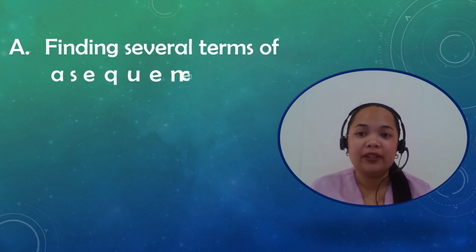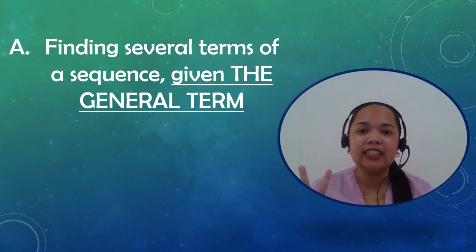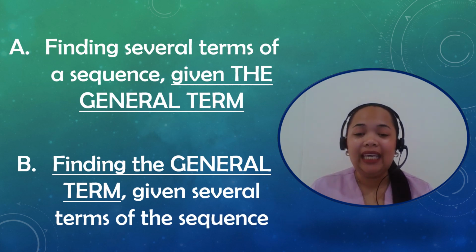What have we learned today? We have learned 2 things. First, we have learned finding several terms of a sequence given the general term. Second, we have learned finding the general term given several terms of the sequence.